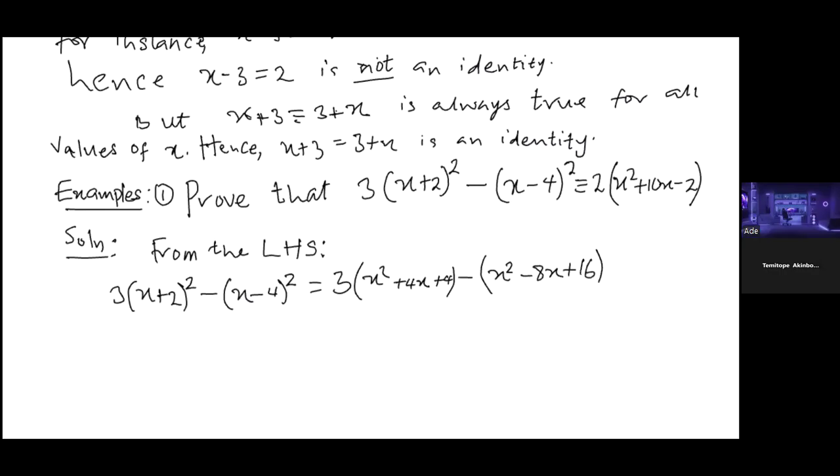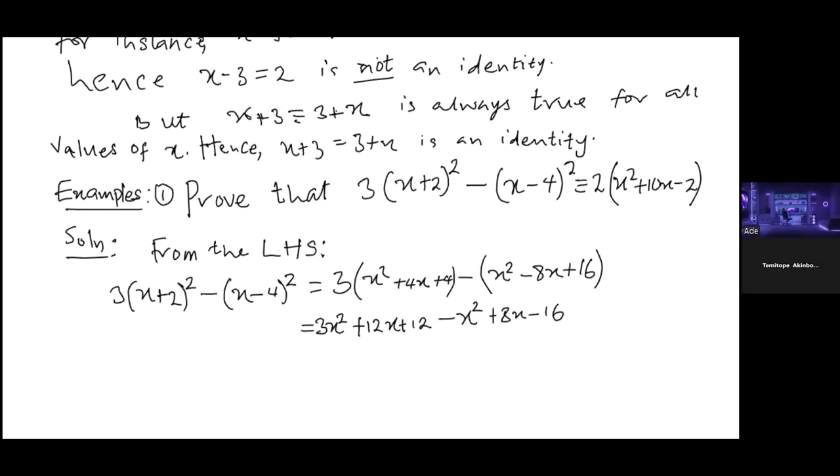Then open up the first bracket with 3, the second bracket with minus 1. So the first bracket, 3 will multiply each of the entities there. So that gives 3x squared plus 12x plus 12. Then open the second bracket with minus 1. So this will be minus x squared plus 8x minus 16.